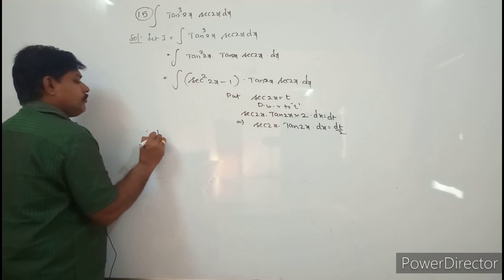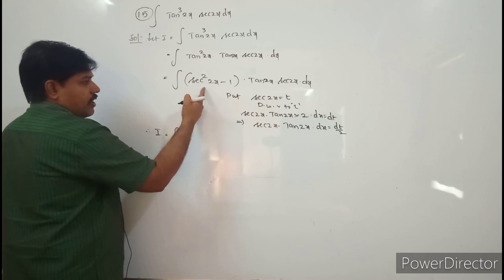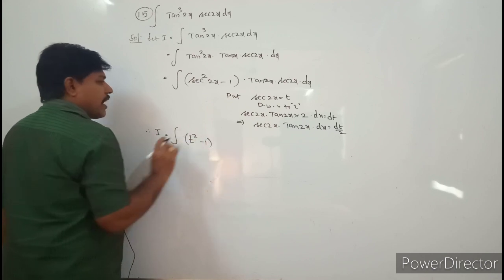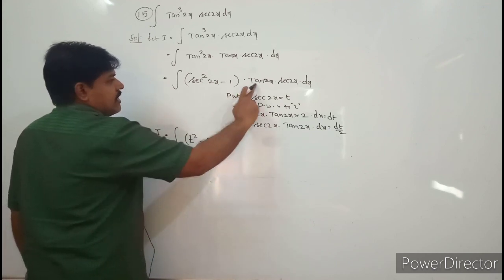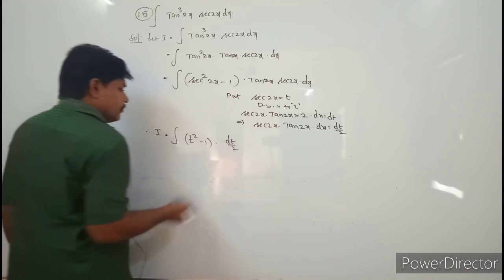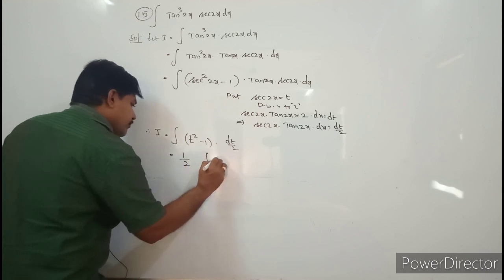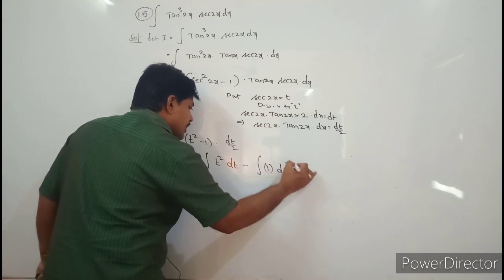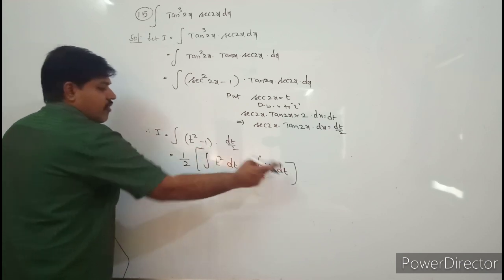Therefore I will become, if we change the independent variable to t, so automatically this problem I value will become t square minus 1 into tan 2x into secant 2x into dx value, which becomes dt by 2. So 1 by 2 is a constant, take it out: integral of t square into dt minus integral of 1 into dt.